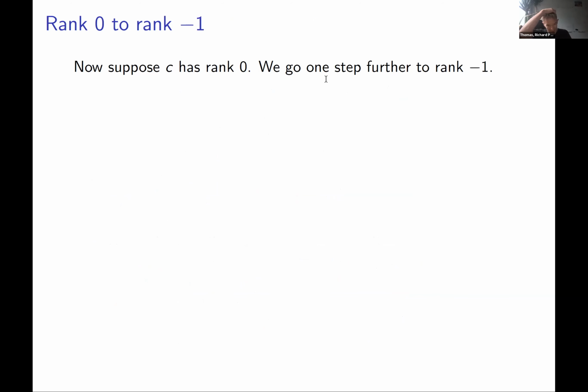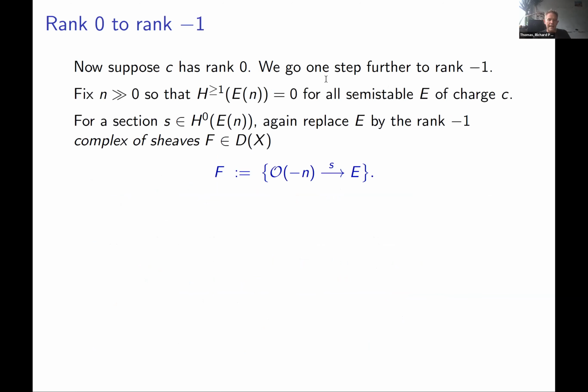We've got down to rank zero now. Now I want to go to rank minus one. So we just do the same thing again. We take a section, but now because E is rank zero, this is not an injection. So we don't take the cokernel, we take the cone. In other words, we take this complex. This is no longer quasi-isomorphic to a sheaf. You can't just take it. It has cokernel and kernel. But we just do the same thing again. E is a rank zero sheaf, and F is now a non-trivial complex, and there it is.